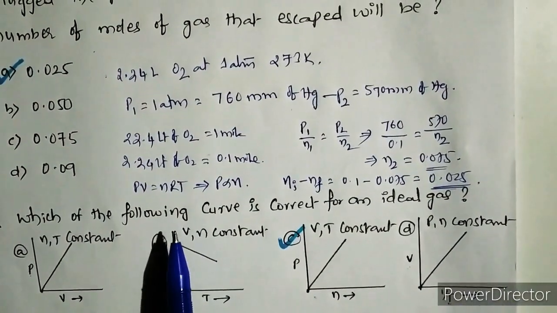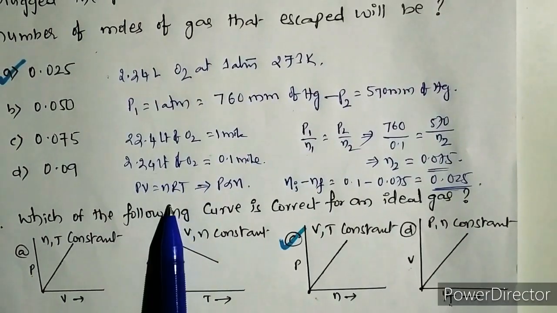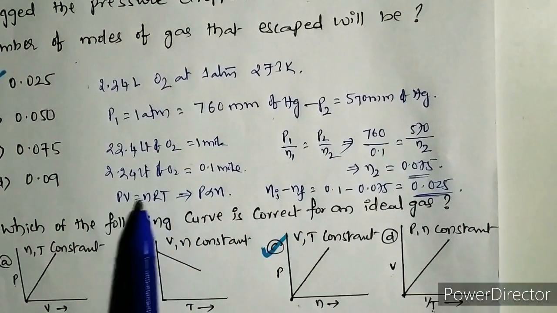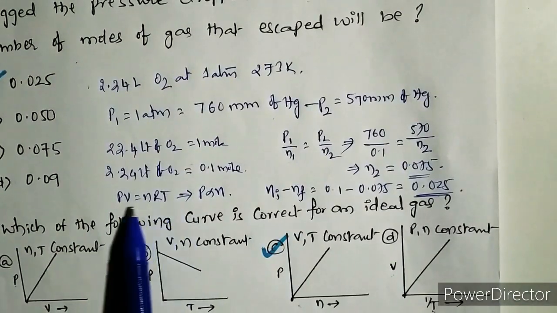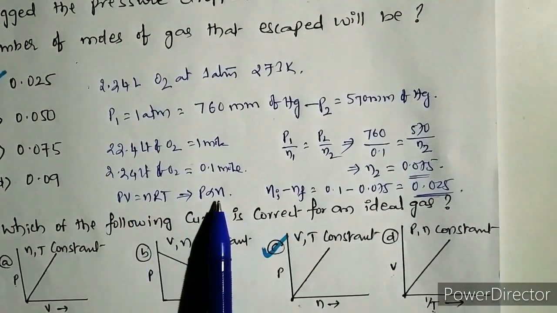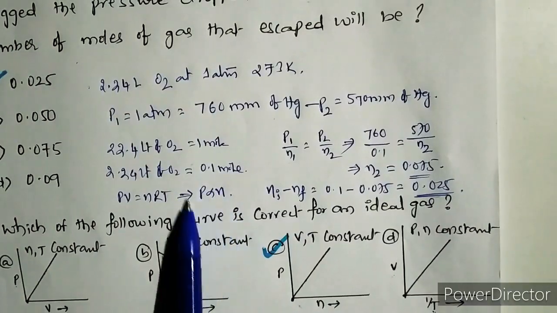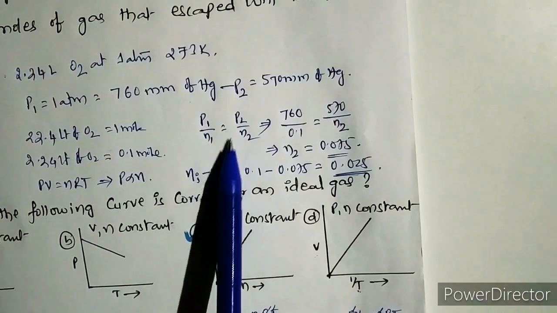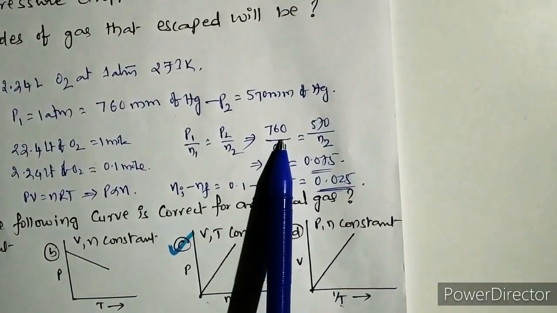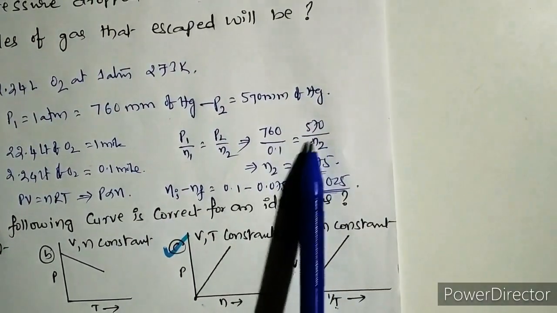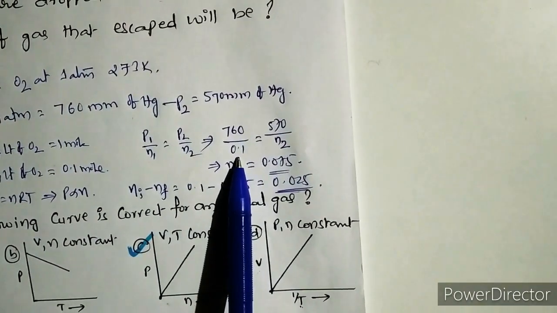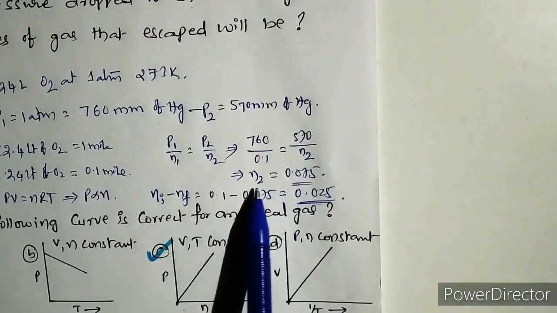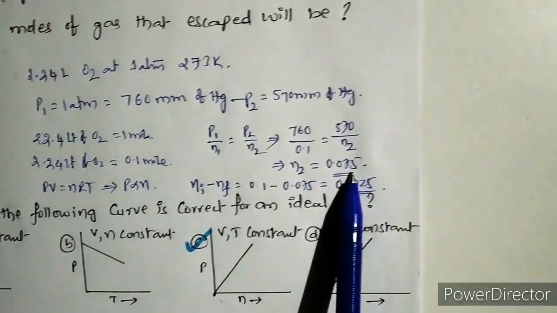So this is purely based on the ideal gas equation, PV is equal to nRT. Here we have nothing to do with the volume or T. They are talking about only the pressure and number of moles relation. So P is directly proportional to n. If you change this into P1 by n1 is equal to P2 by n2, you know P1 is 760, P2 is 570, the initial number of moles is 0.1, and the final number of moles you have to find. From this you will get n2 is equal to 0.075.